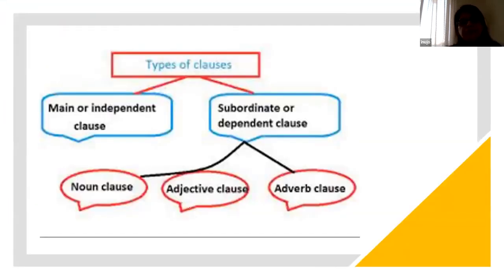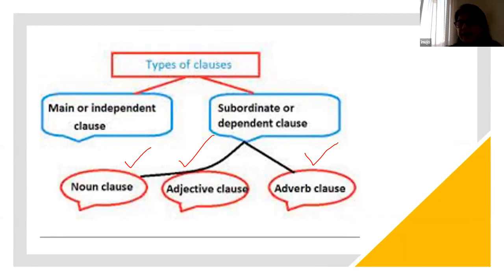Let us see the types of clauses, children. There are two types of clauses. One is a main or an independent clause, and the second is a subordinate or a dependent clause. Now, a subordinate or dependent clause has three varieties. One is a noun clause, there is an adjective clause, and also an adverb clause. So basically, we divide them into noun clauses and relative clauses. Relative clauses, adjective clauses, adverbial clauses, all are there. But basically, clauses are of two types, independent and dependent.